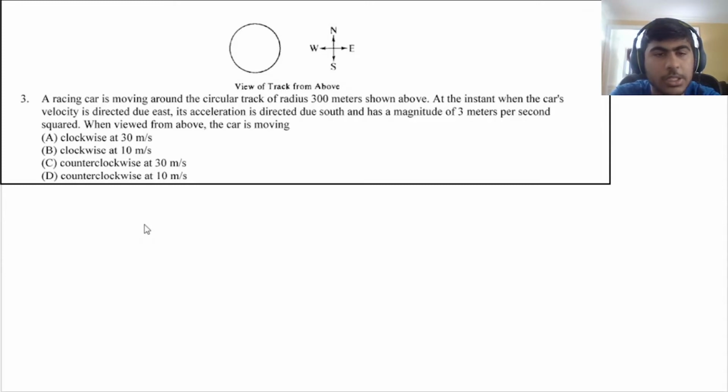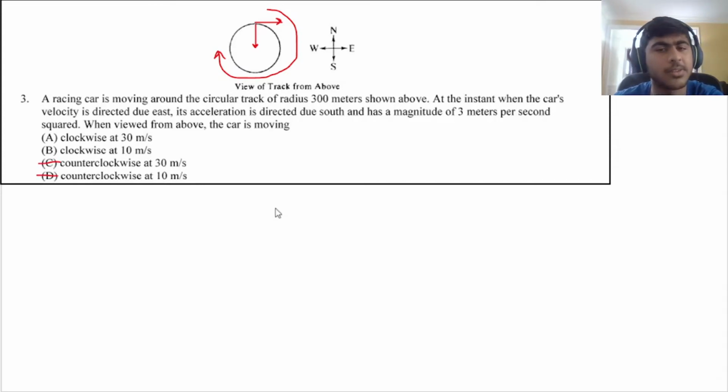When the car's velocity is directed due east, the acceleration is directed due south. Well, when would the acceleration be directed due south? It would be at this point right here, because it's always going towards the center of the circle. At that moment, the acceleration would be directed due south, and the car's velocity would be directed due east. So it's going around the circle this way, which is clockwise. So we can cross out C, cross out D.